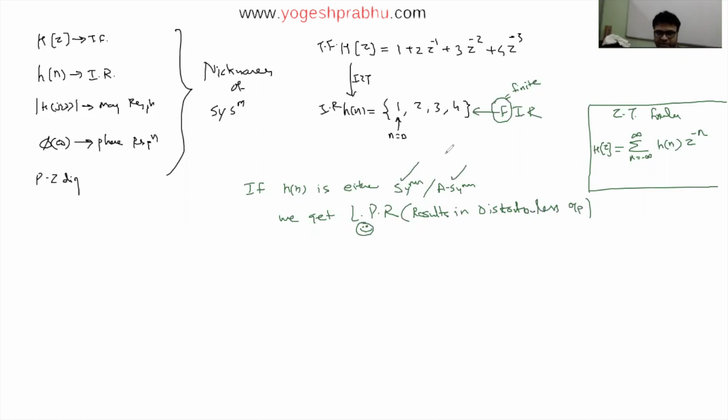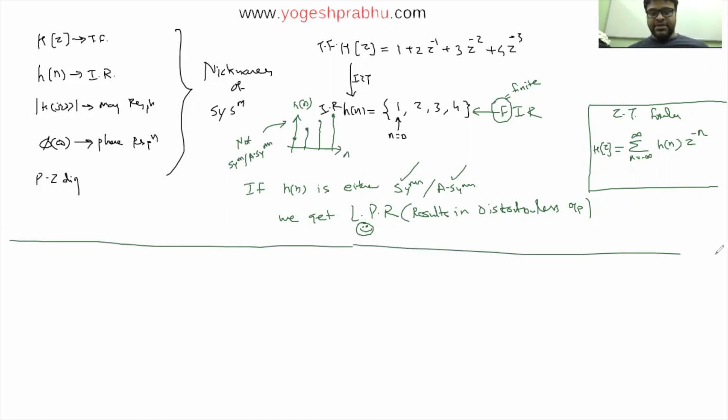So the first case, h of n, is not a symmetric one. Is 1, 2, 3, 4 symmetric? It is not. I'll just show you. If I plot this h of n, each side would need to have the same exact number on both sides. It's like this one. So it is not symmetric or asymmetric. Now I'll give you the examples.